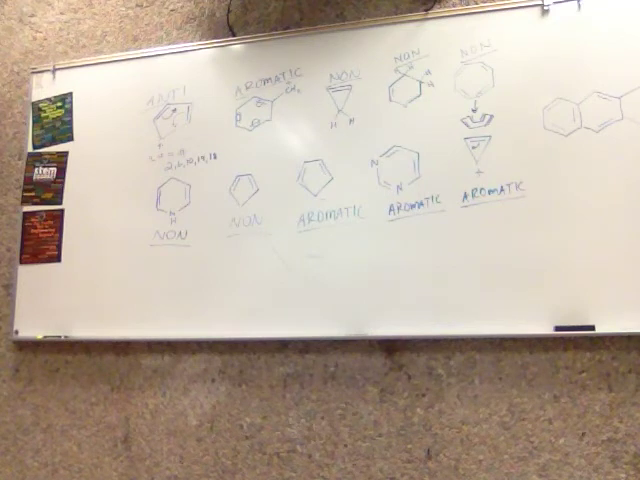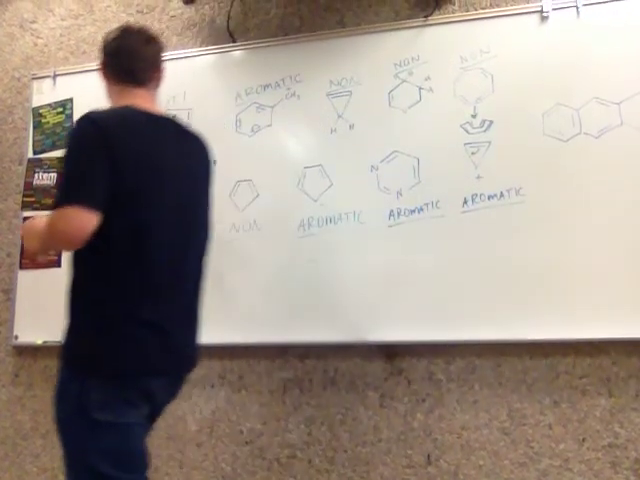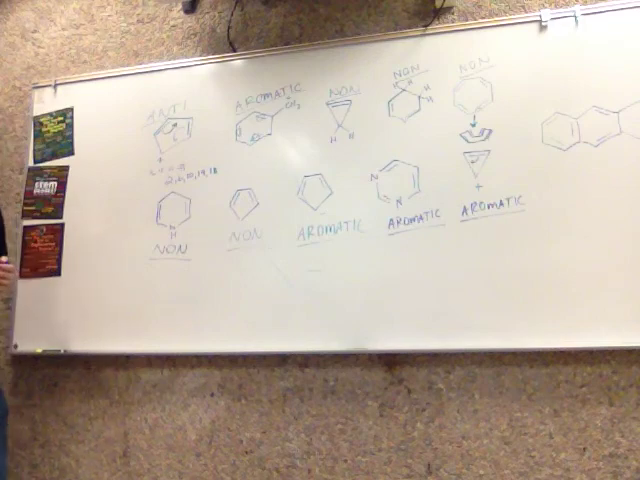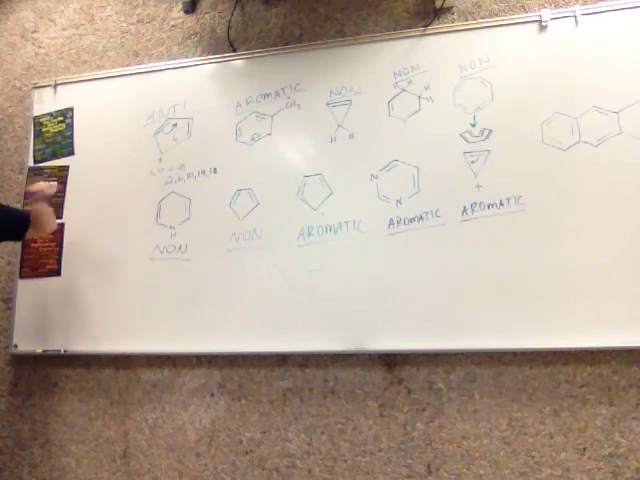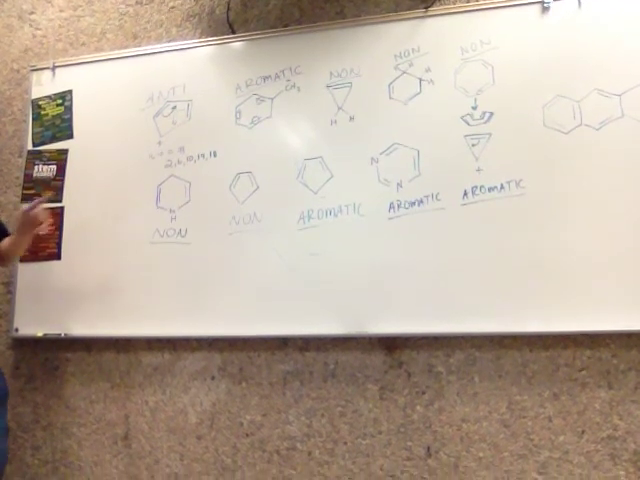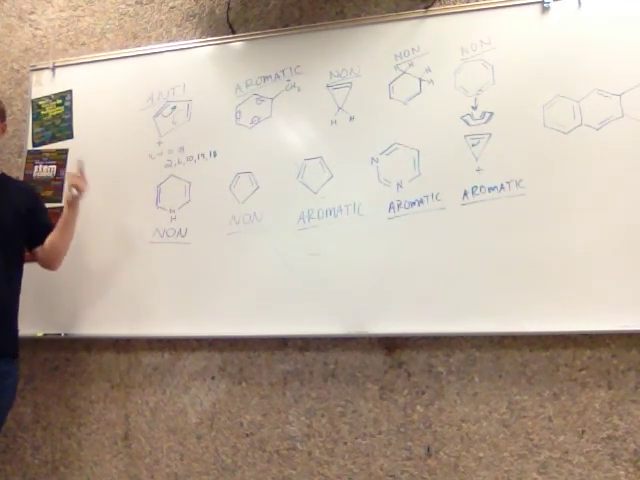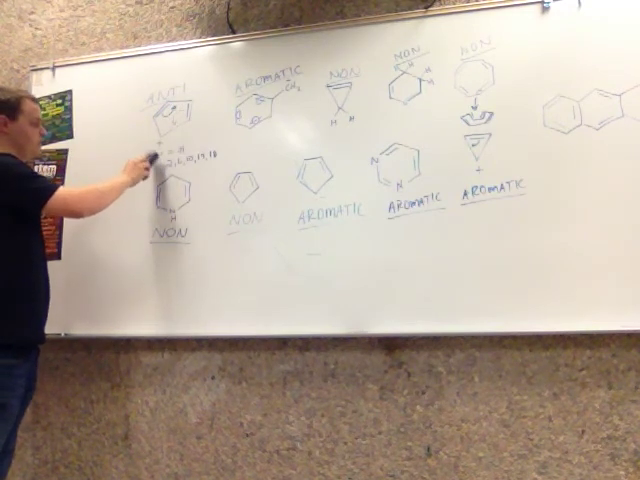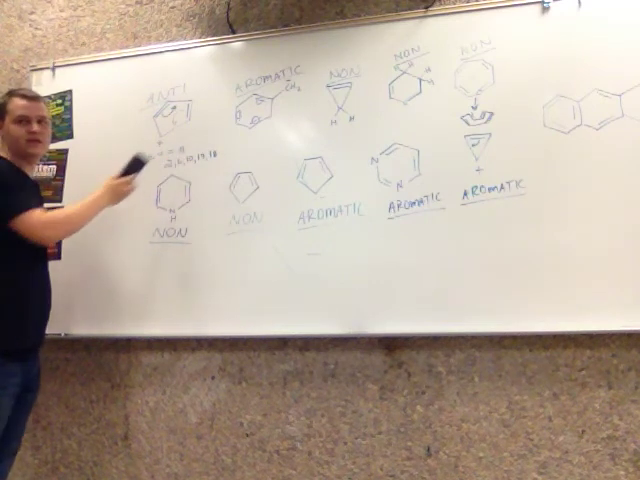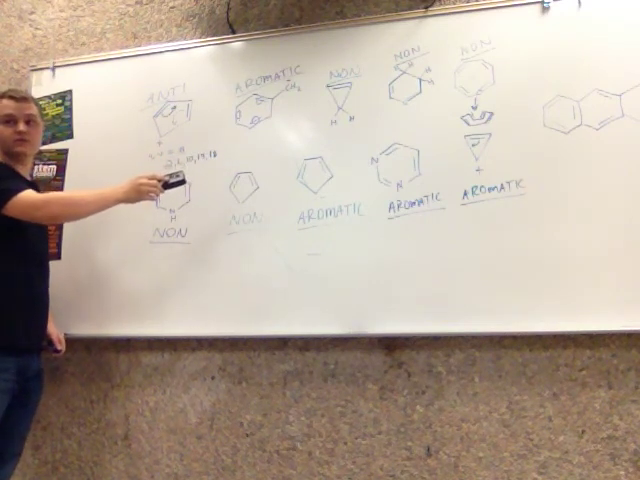Or did I just confuse everybody? 4n plus 2 equals the number of delocalized electrons. N is just some random number. It doesn't matter what n is. The number of delocalized electrons just has to fit a scenario where n is either 0 or 1 or 2. So 4n plus 2, if n was 0, 1, 2, the numbers it could produce are 2, 6, 10, 14, 18. Those are the numbers of delocalized electrons you want.